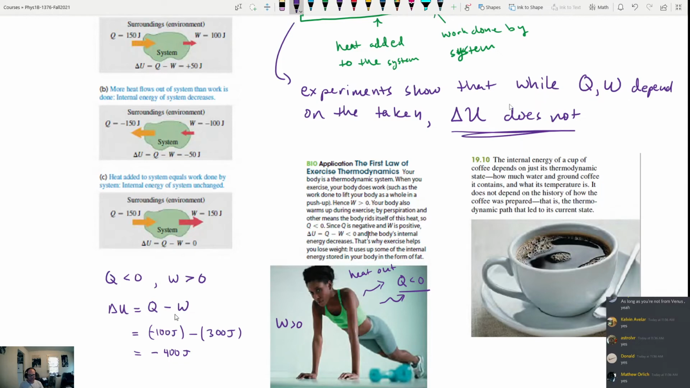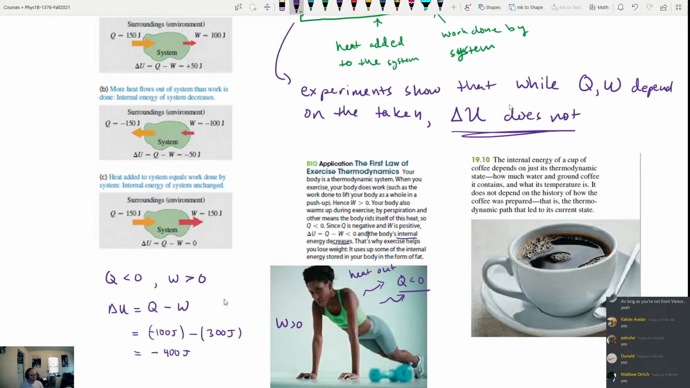It does not matter what I pick for Q and W, because W is positive, but it shows up with a negative sign in this equation, right? That means that you're always going to get a negative sign here. Okay, so it says since Q is negative and W is positive, delta U, which is equal to Q minus W, is guaranteed to be less than 0. Delta U is negative, and the body's internal energy decreases. It says that's why exercise helps, because you lose weight. It uses up some of the internal energy stored in your body in the form of fat.